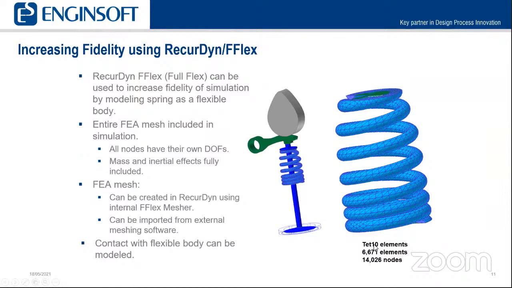And just some information about this mesh. This was meshed using tetrahedral 10 elements. It has almost 7,000 elements and about 14,000 nodes.